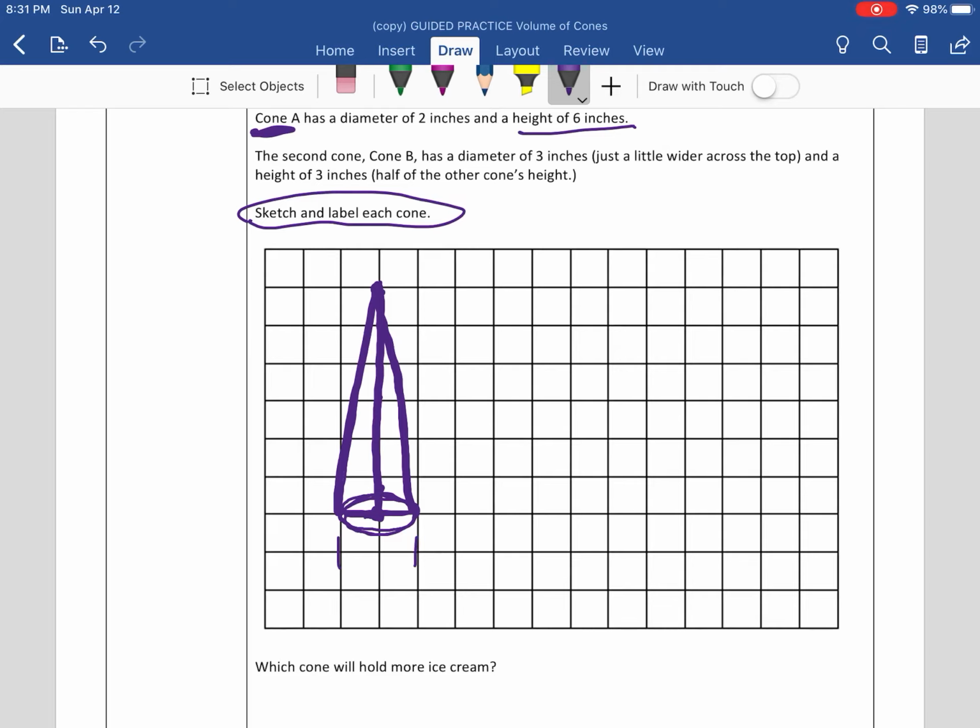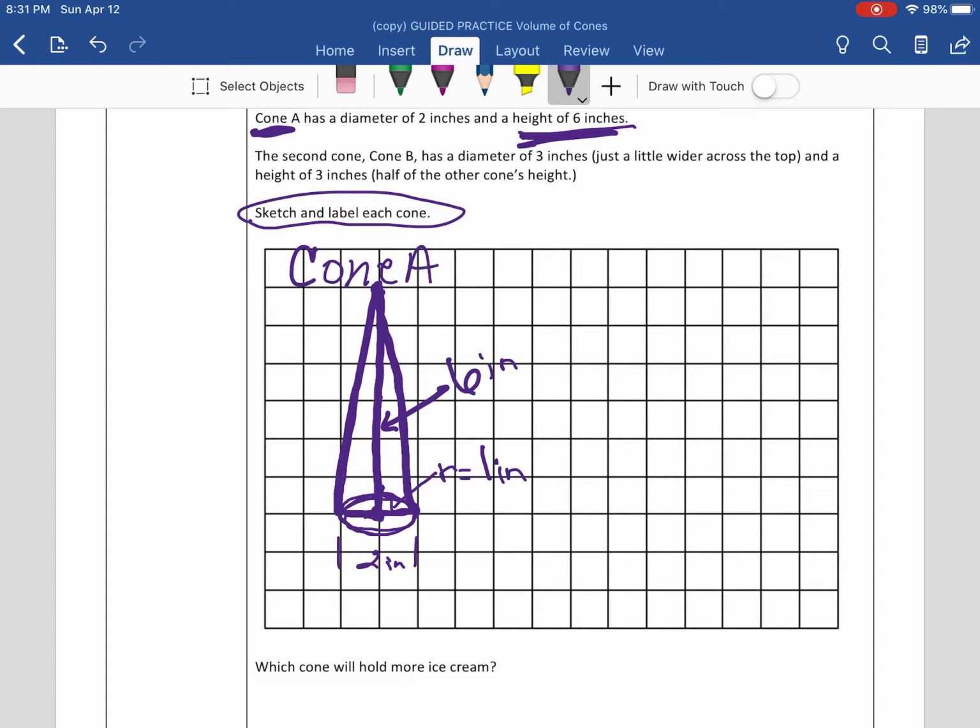And now what do we know? We know the whole diameter is 2 inches, right? So what is the radius? The radius is going to equal 1 inch. And we know the height up here, they told us it's 6 inches. All right, now let's draw and label cone B.